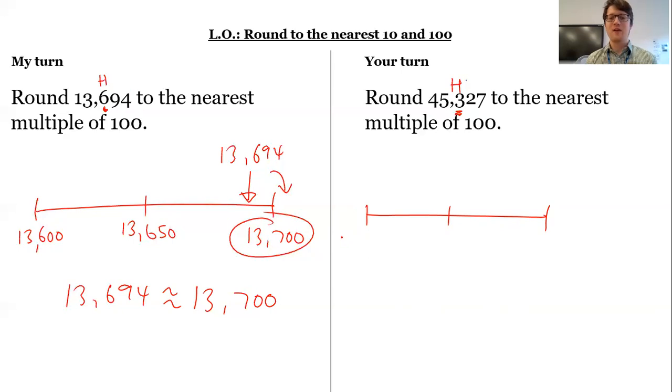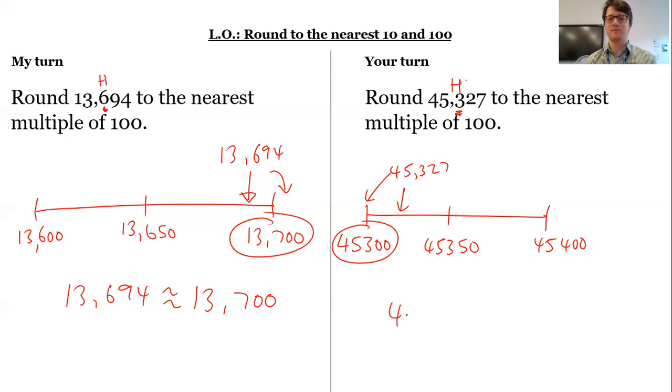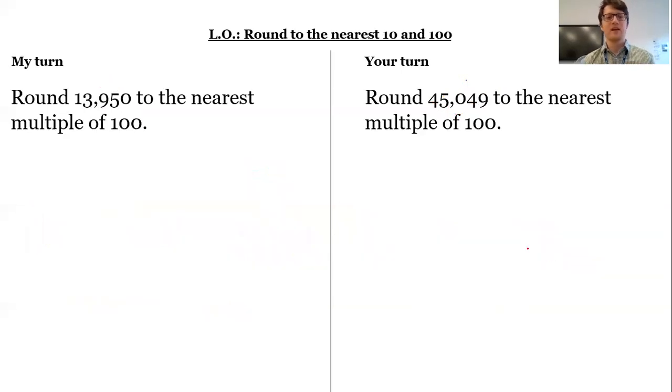Good, so you had a go. So here we go, 45,300, then 400, the next multiple of 100. Halfway will be 45,350. So 45,327 is going to be approximately here. So I can then see it's much closer to this multiple of 100. 45,300 is going to round down.